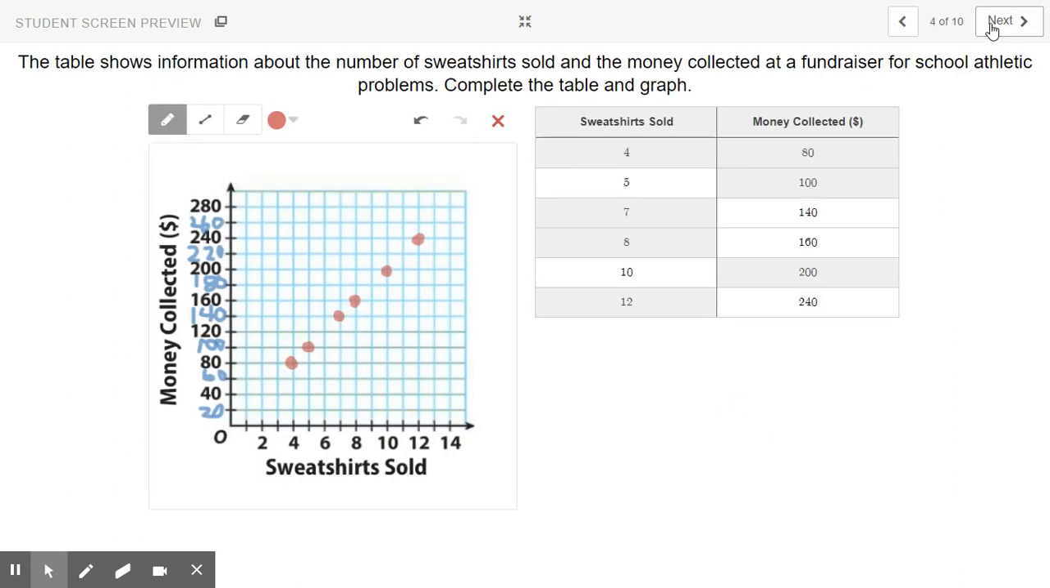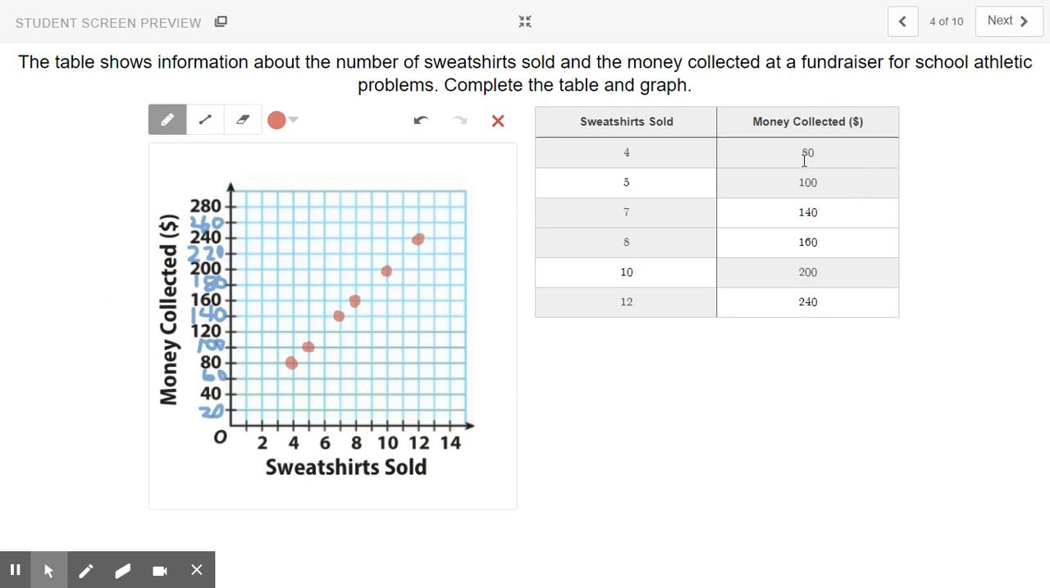The table shows information about the number of sweatshirts sold and the money collected at a fundraiser for school athletic programs. Complete the table and graph. So when I'm looking at this, I had to fill out the table first before I could plot. Sweatshirts sold is 4, money collected is 80. Now to be able to change 80 to 100, we can.